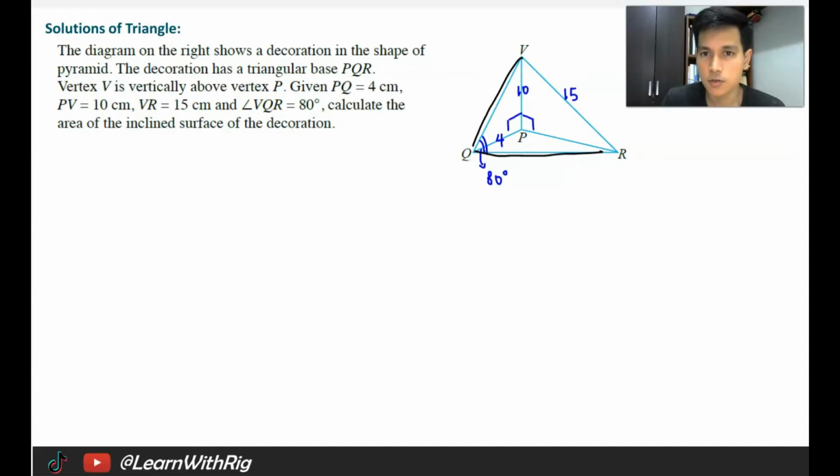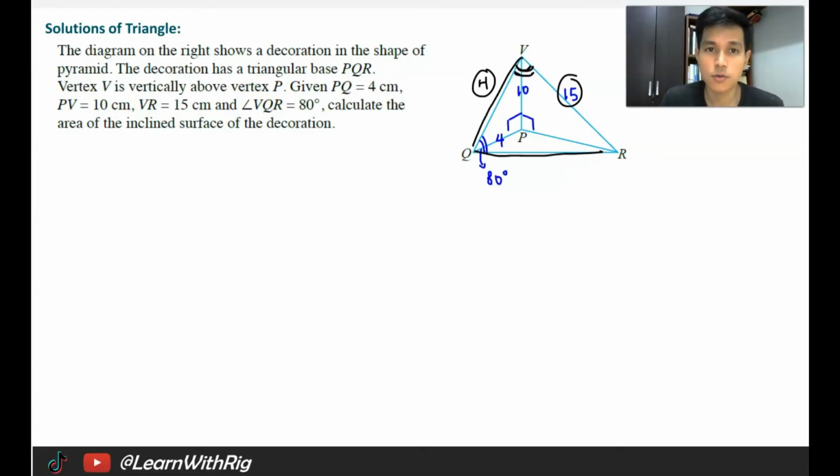Line VQ is easy because it's a right angle, right? You can just find the hypotenuse. But now you want to find QR. So QR is a bit hard. If you want to use the first area formula, 1 over 2 AB sine C, if you can find this hypotenuse, you got this length and this length, correct? So all that's left for you to find is this angle. If you can find this angle, then you can solve. Problem is, how do you find that?